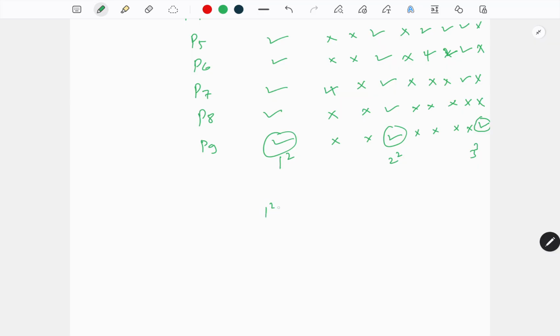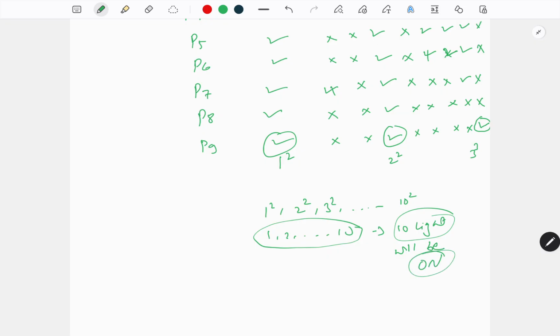So 1 squared will be on, 2 squared will be on, 3 squared will be on, and so on till the 100th person. Light number 100 is 10 squared, so light 100 will also stay on. So overall 10 light bulbs will be in the on state at the end, when person number 100 has toggled all the switches.